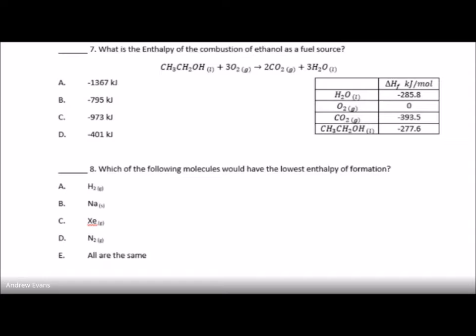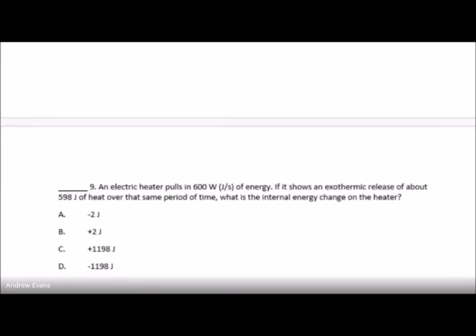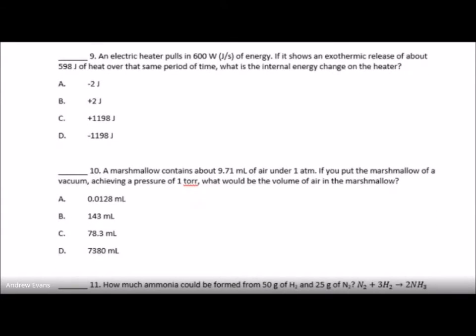Now, the next one, I do not need to go to the doc cam to do this. Which of the following molecules would have the lowest enthalpy of formation? H2 gas, sodium solid, xenon gas, or nitrogen gas? All of these are pure elements in their standard state. The rule is pure elements in their standard state always have an enthalpy of formation of 0. So they would all be 0. So the answer is E. All of these are the same. It's a trick question, but not really that trick of a question.